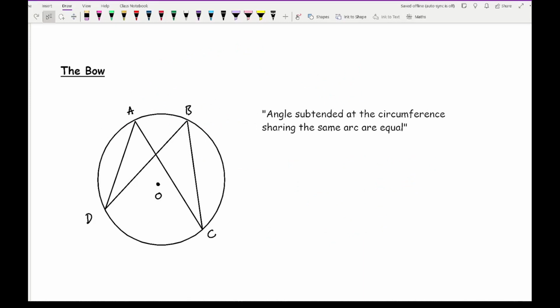So now let's have a look at our next circle theorem. This theorem we're going to look at is the bow. Now the definition of the bow is that the angles subtended at the circumference sharing the same arc are equal. Basically what that means is that when you've got a bow, that doesn't necessarily need to go through the center, where all 4 points are on the circumference of the circle, then these two angles here are going to be the same, and these two angles here are going to be the same.